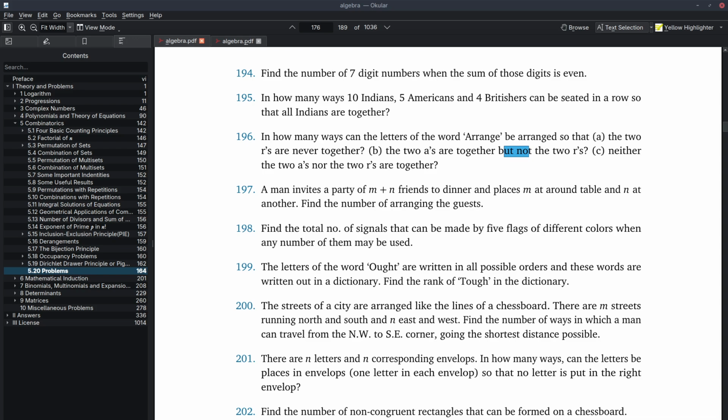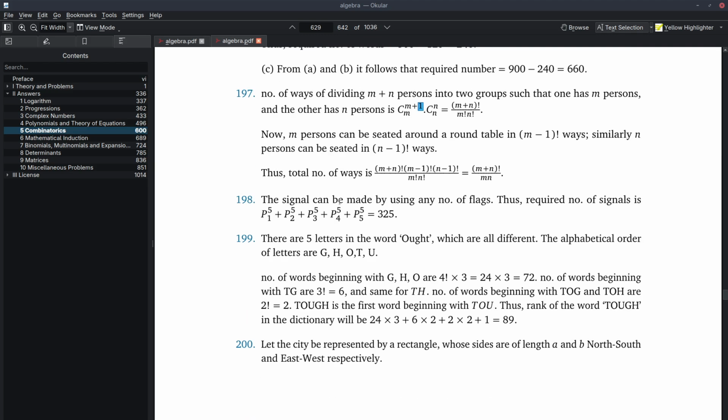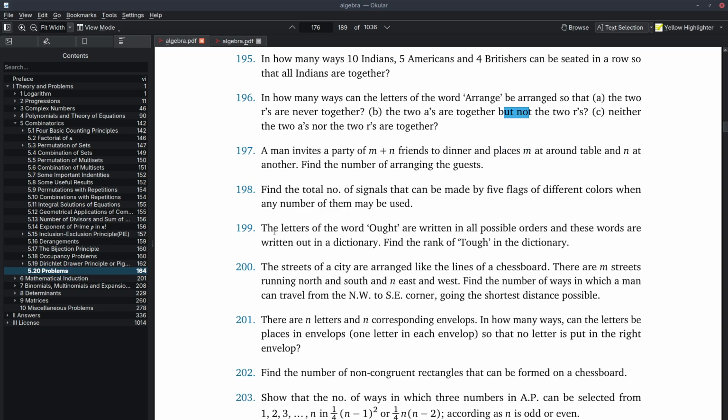Question 198 says that find the total number of signals that can be made by 5 flags of different colors when any number of them may be used. The signal can be made by using any number of flags. The required number of signals is: we can make a signal with 1 flag, that would be 5P1. We can make a signal with 2 flags, 5P2, and similarly 5P3 plus 5P4 plus 5P5, giving us a total of 325.